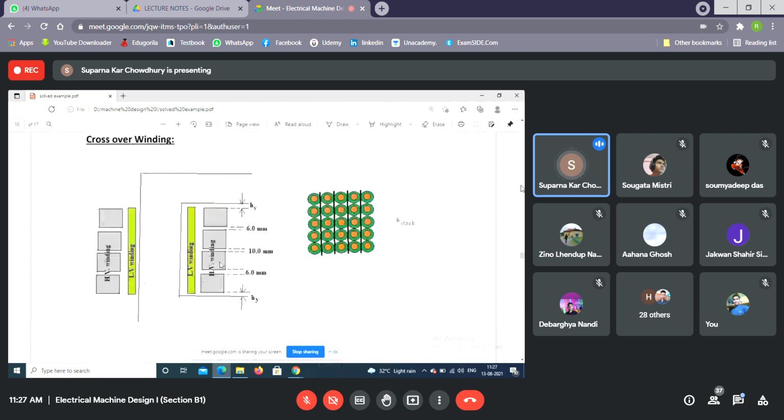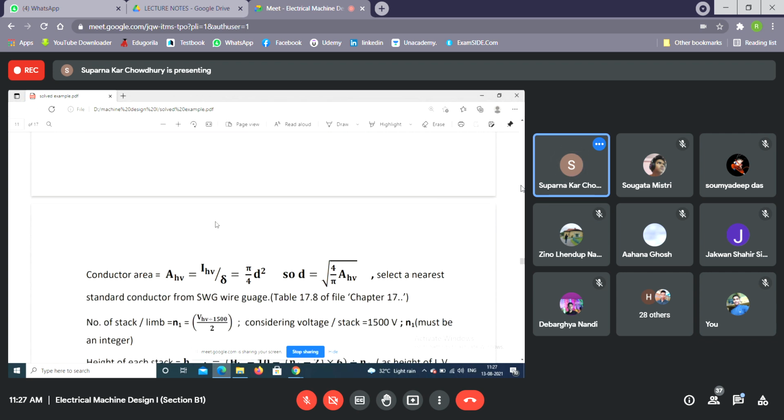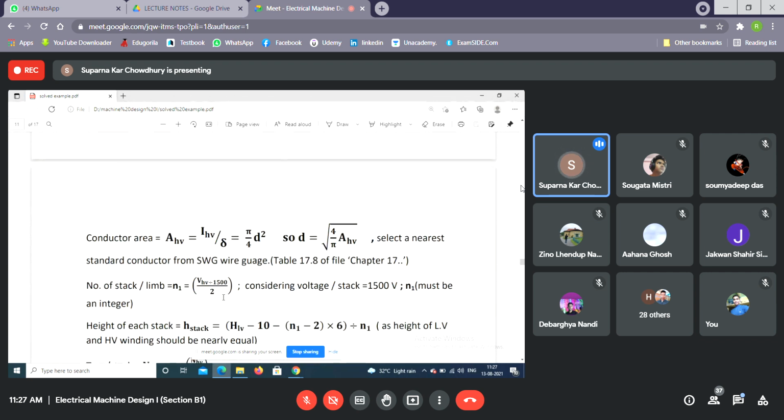Now number of stacks per limb. This is the number of stacks per limb, that is in this figure I have shown 4. So how do you select that? Each stack should have voltage around 1500 volt. So the voltage rating of the high voltage winding divided by 1500 is the total number of stacks required. That divided by 2 will be the number of stacks per limb.